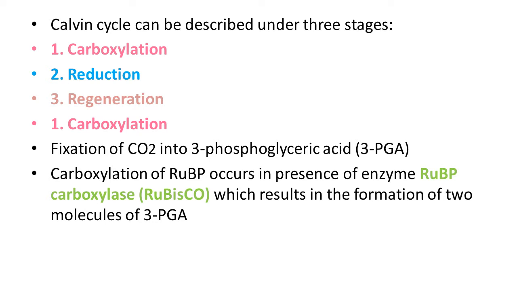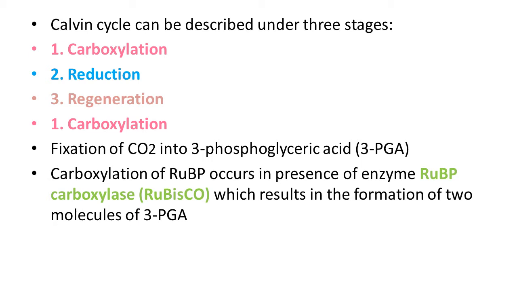First, carboxylation. Carboxylation is the fixation of CO2 into a stable organic intermediate. Carboxylation is actually the addition of CO2, carbon dioxide. It's the most crucial step of this cycle, where CO2 is utilized for the carboxylation of RuBP, ribulose bisphosphate, a type of pentose sugar.